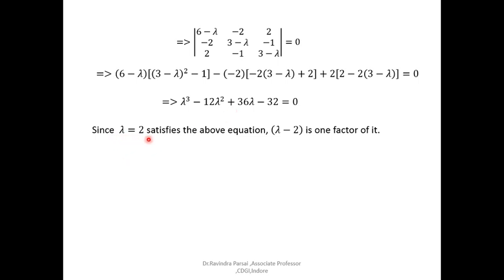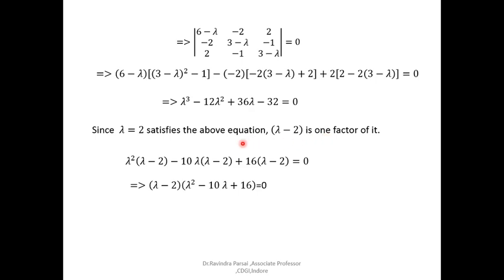Since lambda equal to 2 satisfies the above equation, lambda minus 2 is one factor of it. Taking lambda minus 2 common, you will get lambda square minus 10 lambda plus 16 equal to 0. By factorizing this quadratic equation you get the factors lambda minus 2 and lambda minus 8, that is, you are getting the eigenvalues 2, 2 and 8.